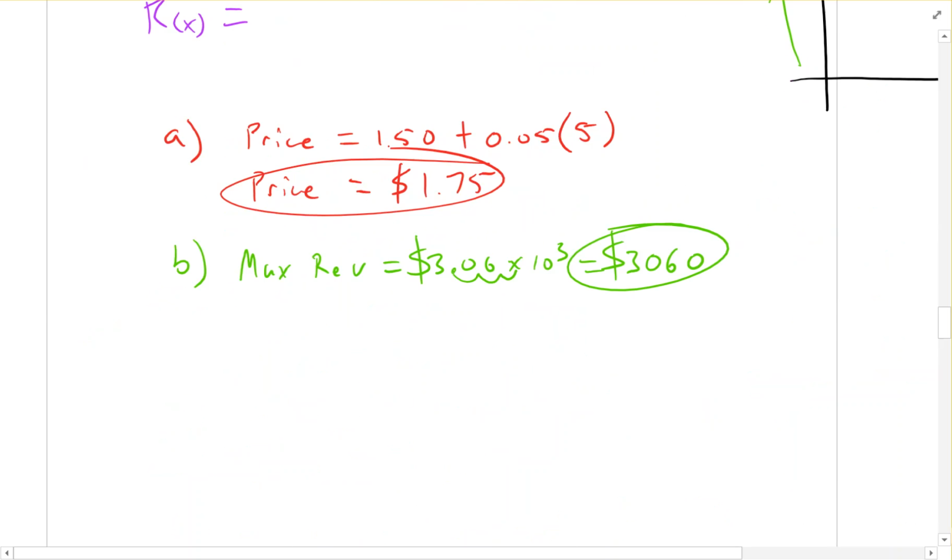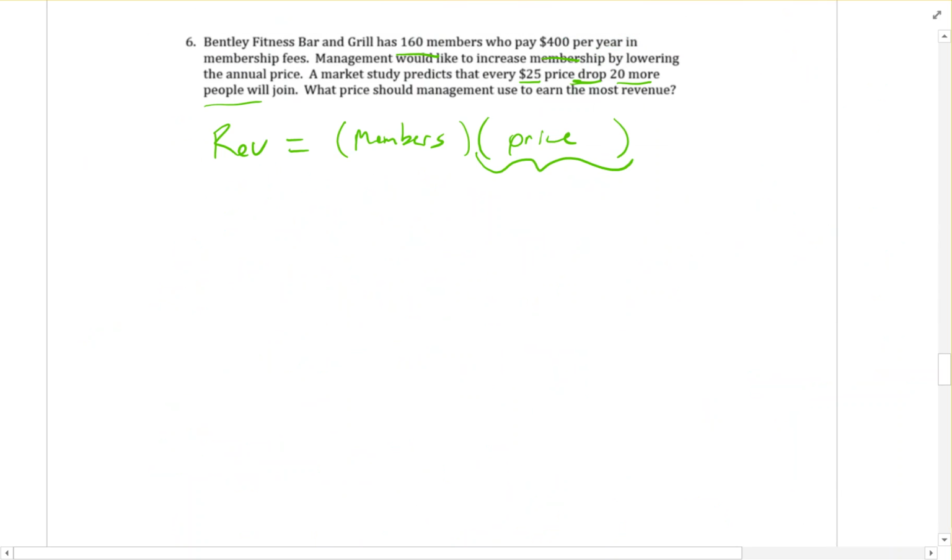Did that one. All right, the revenue problems. So let's fill some numbers in here. We're going to say revenue, and I'll even say R of x right now. Revenue as a function of x is really what we're doing.